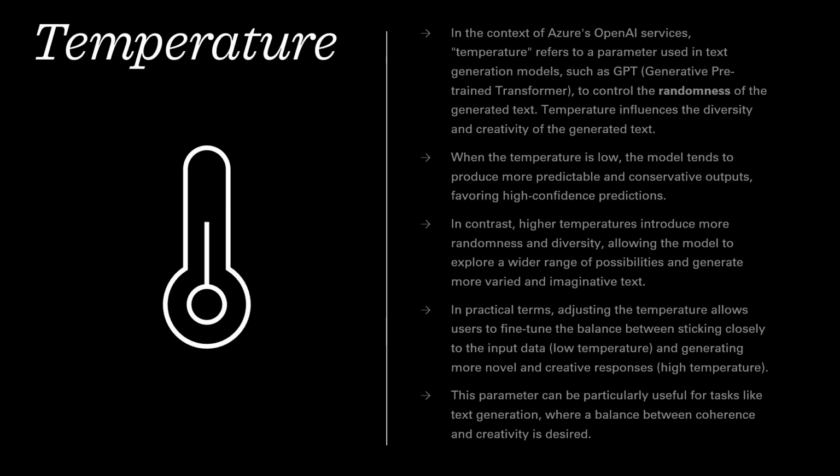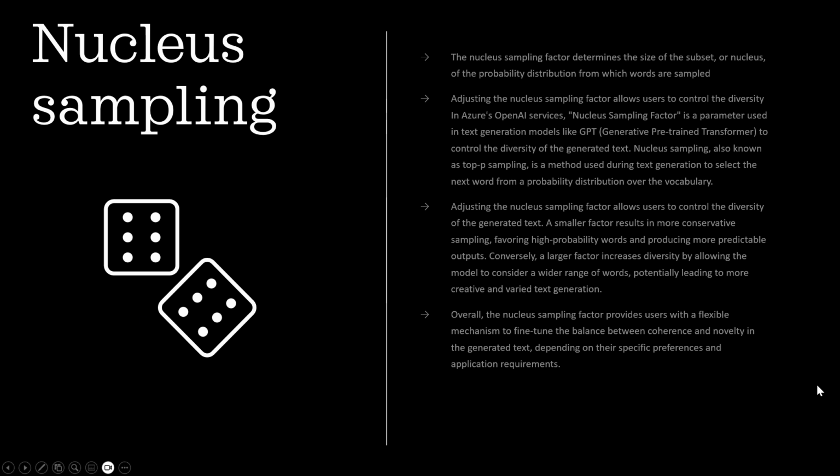The next important point that I was talking about was the nucleus sampling. The nucleus sampling factor determines the size of the subset, or the nucleus. Basically, the probability distribution for which words are sampled, right? So adjusting the sampling allows you to control the diversity in the Azure OpenAI services. It's mainly based on the probability of the response. So nucleus sampling is also known as top P sampling. Okay, so if you hear this term top P, it is known as nucleus sampling.